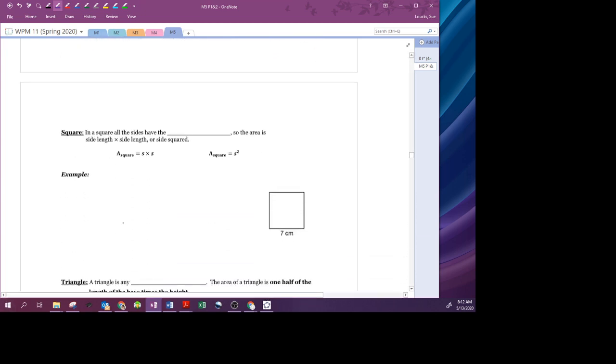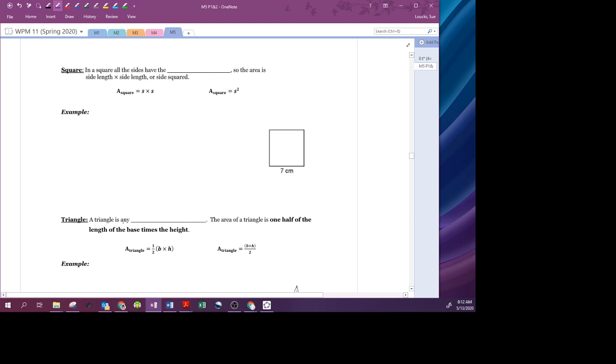Next page. In a square, all the sides have the same length. So the area is side length times side length, or side squared. So here's S, this is S. So area is side times side, or side squared. So it's 7 times 7, which is 49, and it is centimeters squared.